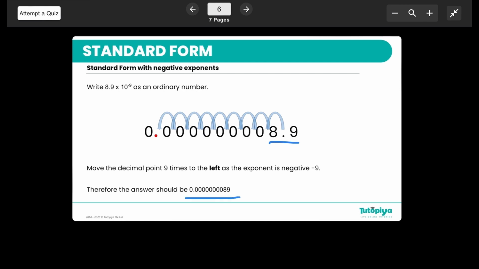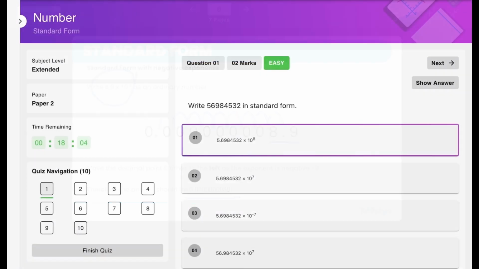And you can see it's quite easy to work with 8.9 times 10 to the power of negative 9 rather than work with such a decimal with so many decimal places. And that's the small easy hack that we have about standard form, and it brings us to the end of the lesson for today. Alright, on to some questions.